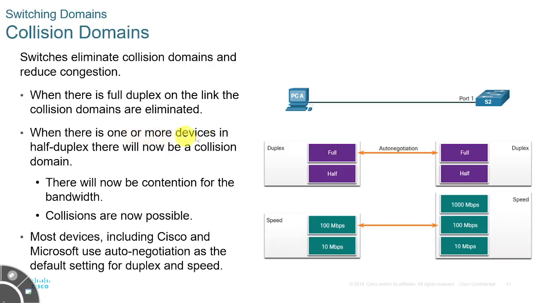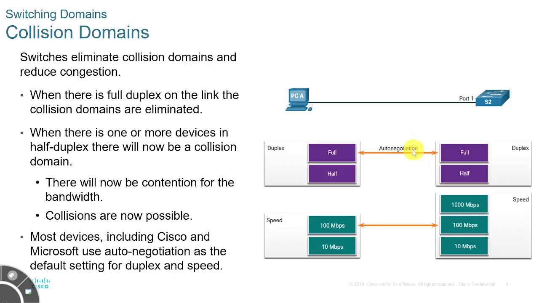So when there's one or more devices in half duplex, it means that you can't receive and send at the same time. You will send, then you will wait to receive, right? So when there's one or more devices in half duplex, there will now be a collision domain. There will now be contention for the bandwidth. As I told you, you should wait your turn to transmit. So we can have collisions.